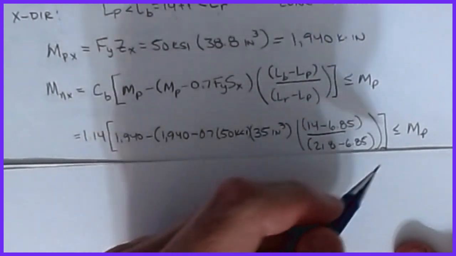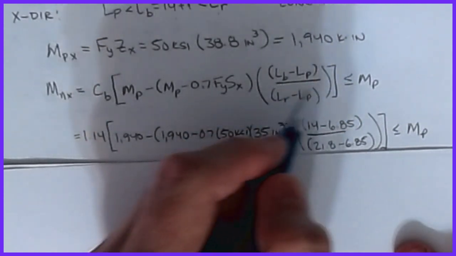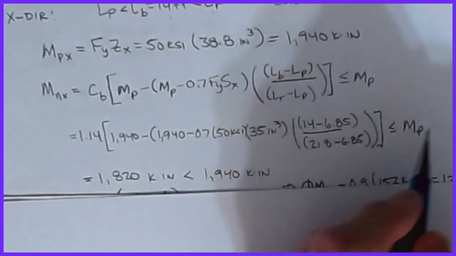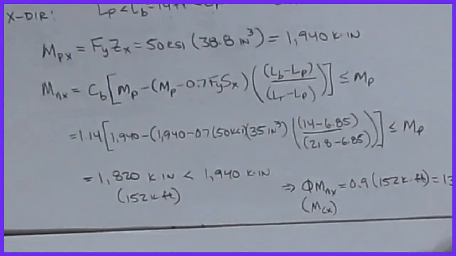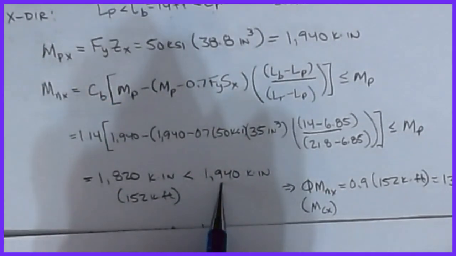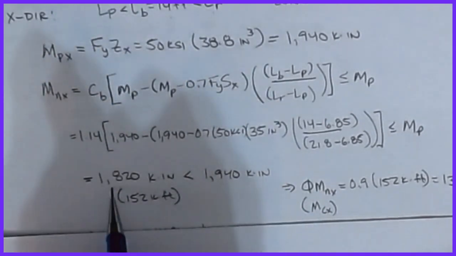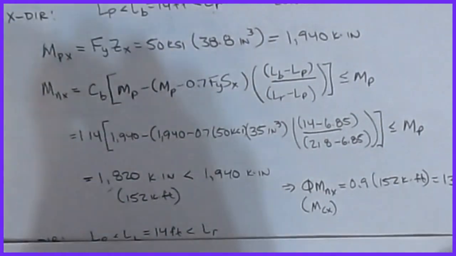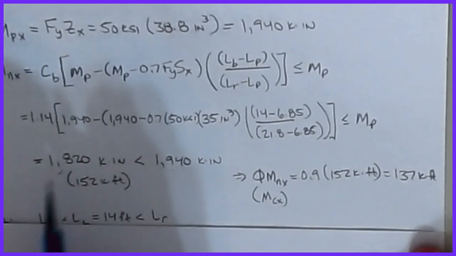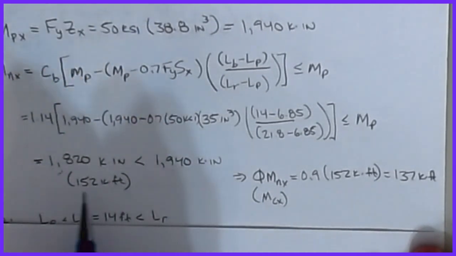And then this iteration of LB minus LP over LR minus LP gets you this. And then, of course, as always, you're capped at NP. You can't exceed that. Okay, and so if I do that, the equation calculates out to 1,820. The NP was 1,940, so the lower guy controls. And so our MNX is 1,820. It gets us that, which is 152 kip feet.